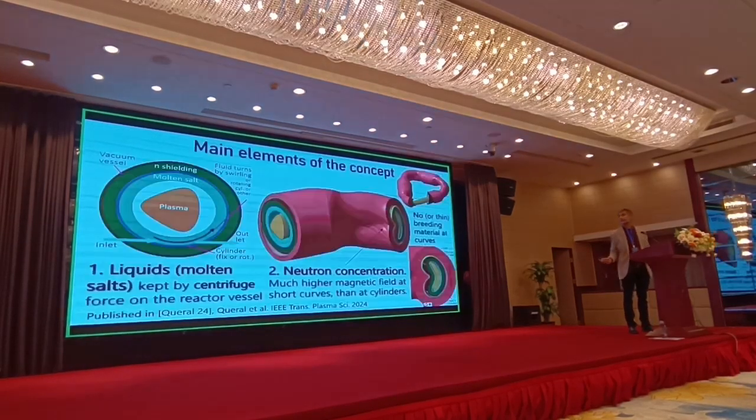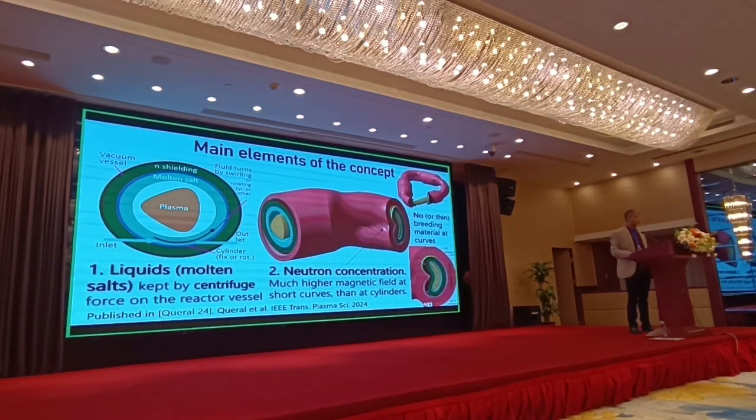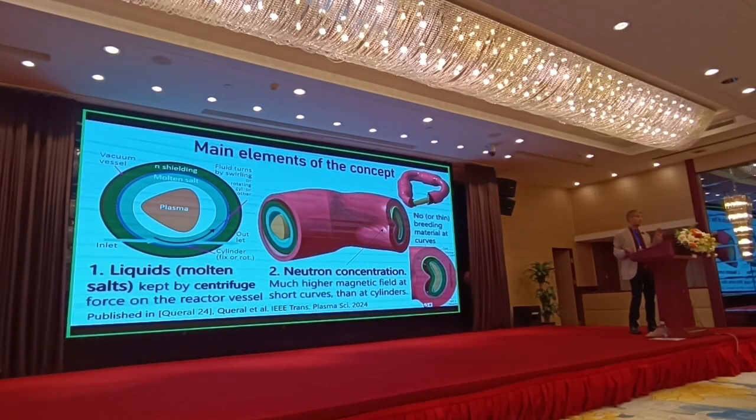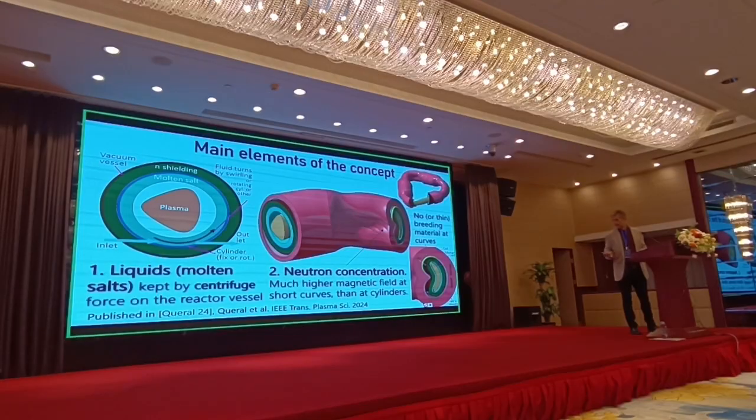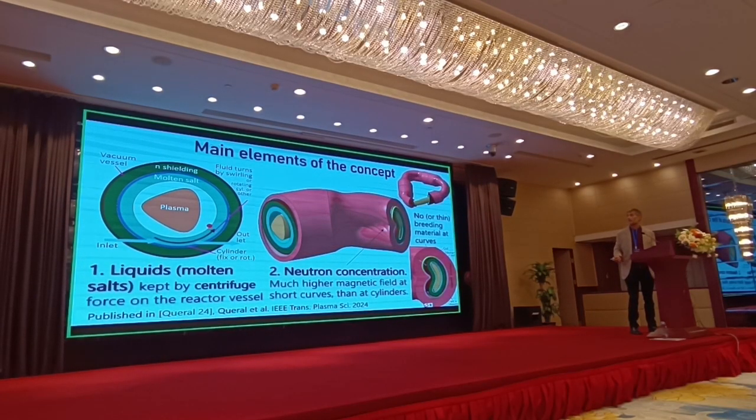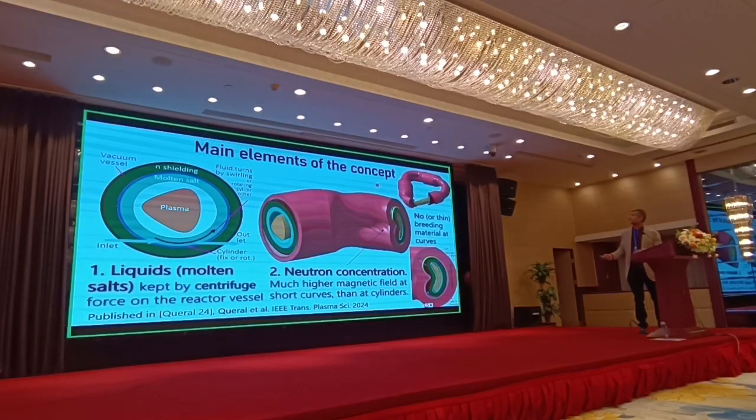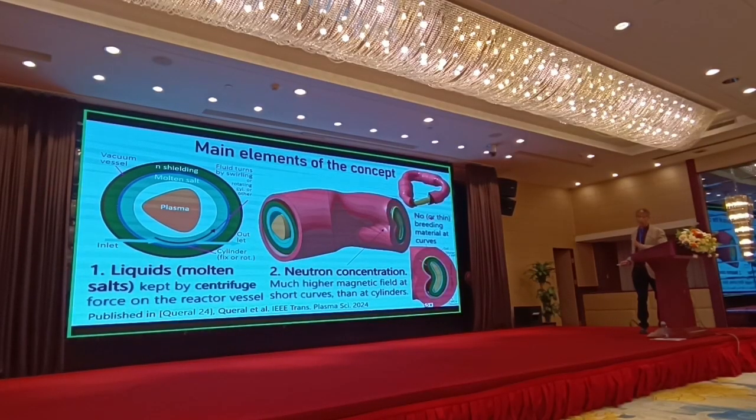A potential solution is the Stellarator. There are two main elements in this Stellarator. The first are liquids kept by centrifugal force around the plasma, and these liquids in general will be molten salts. And the second element is neutron concentration, because the magnetic field here at the cores is higher than at the cylinder, with the objective of having no breeding material or only thin material at the cores.